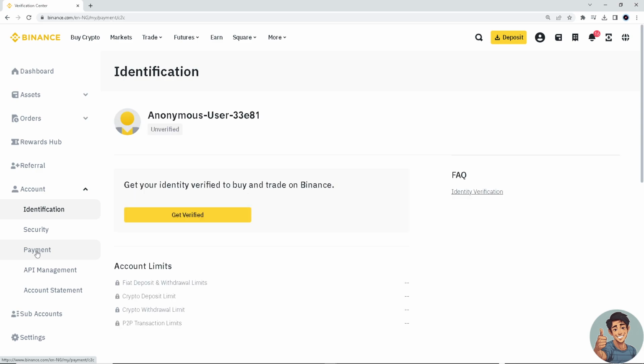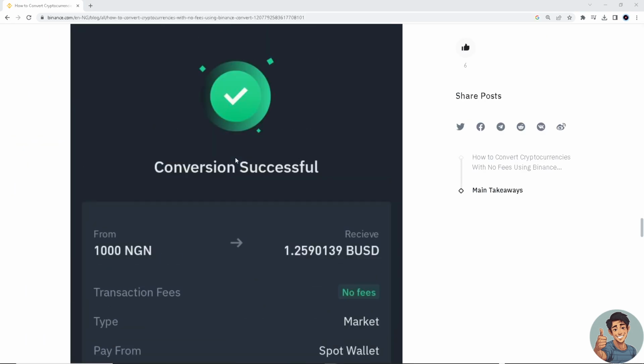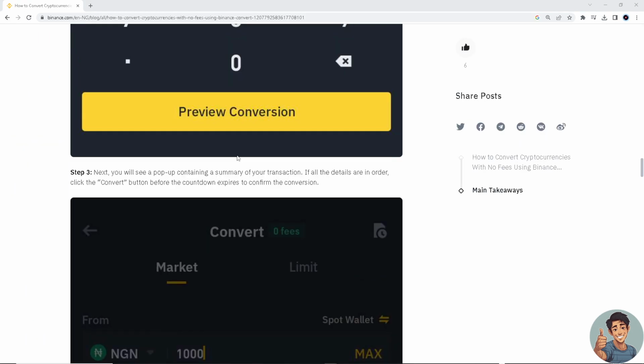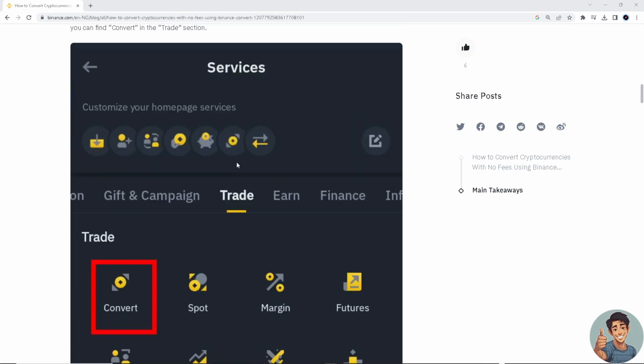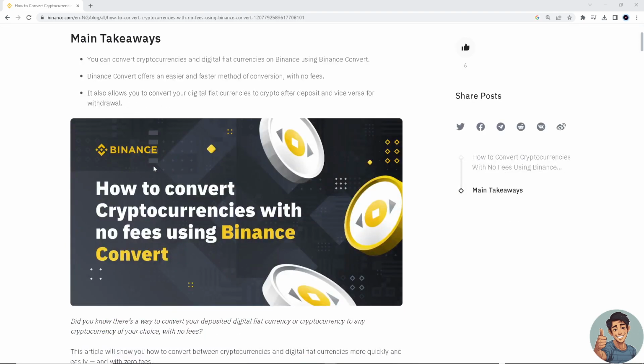In the payment section here, since my account is not yet verified, I won't be able to show the currency and the payment currency. But don't worry, because we can always go here in the Binance section, the help center. This is how you convert cryptocurrencies with no fees using Binance Convert, and you can also change your currencies.